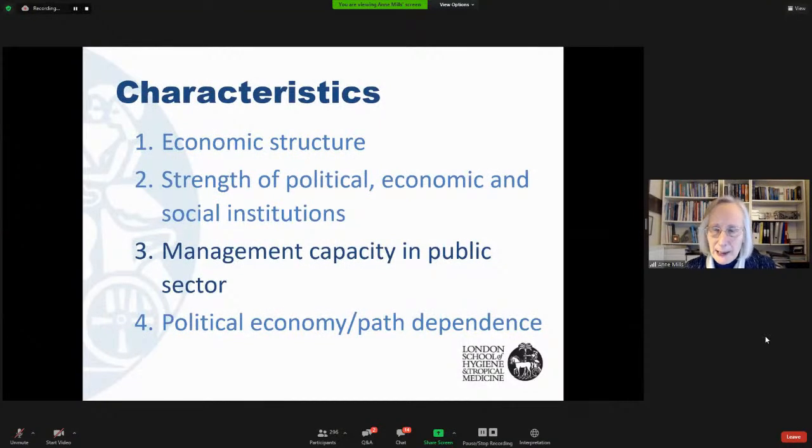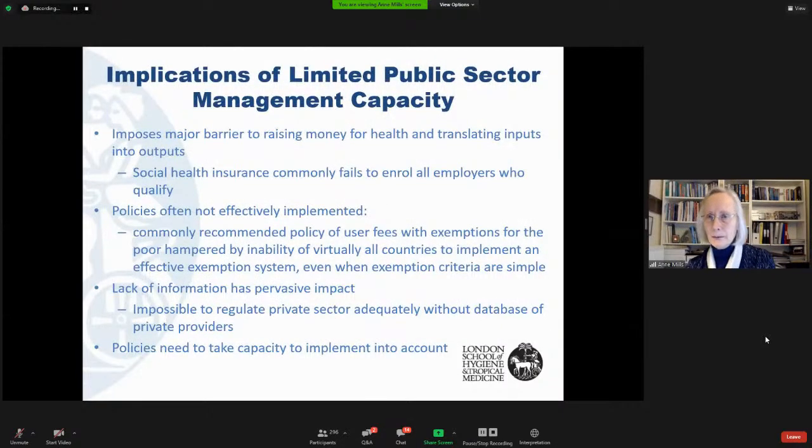Moving on to management capacity in the public sector, I think this is again a rather neglected topic, but the sorts of health system arrangements that countries may put in place make different sorts of demands on public sector management capacity. Some examples are shown here. For example, we know that countries that introduce social health insurance often have problems enrolling all employers who qualify, that the capacity to enroll employers is a capacity that may not fully exist.